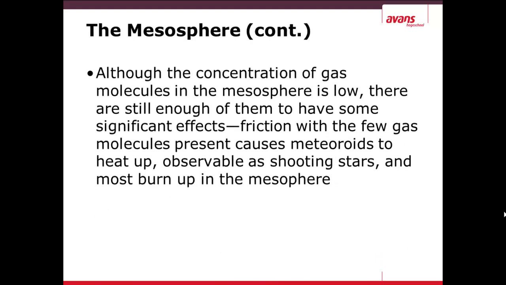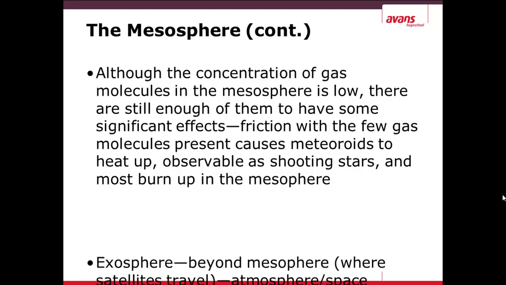In the mesosphere, although the concentration of gas molecules is quite low, there are still enough of them to have some significant effect. There is friction within the few gas molecules that are present, causing such things as meteoroids to heat up. These we call shooting stars, and most of the meteoroids that collide with our atmosphere are burnt up in the mesosphere and don't reach the surface of our planet.